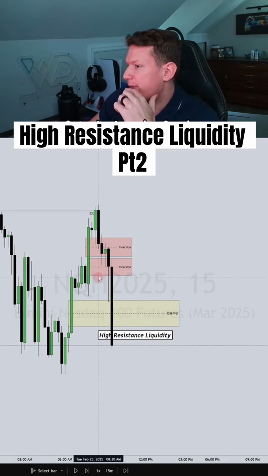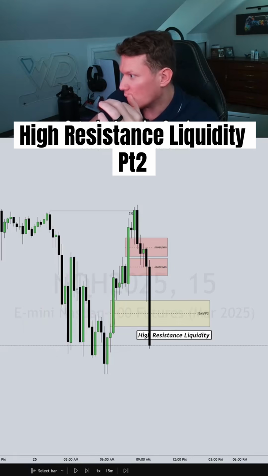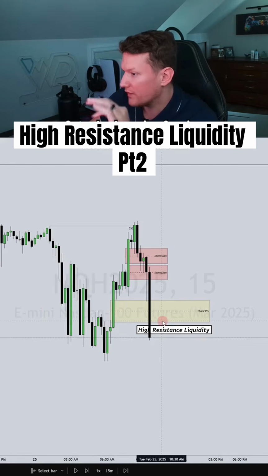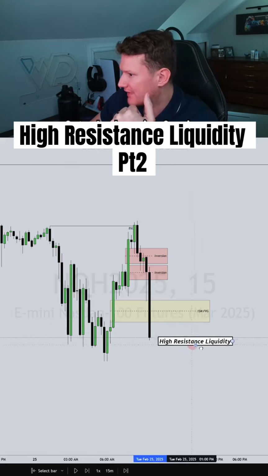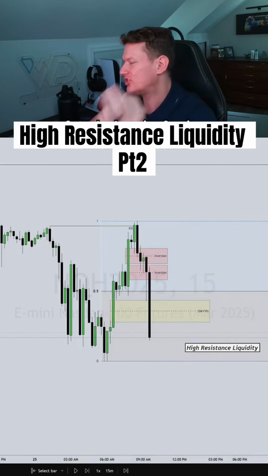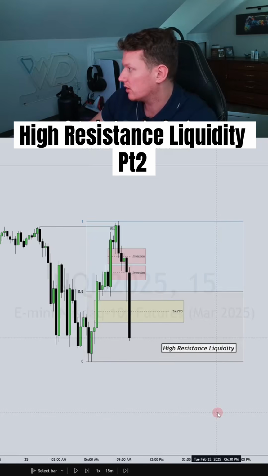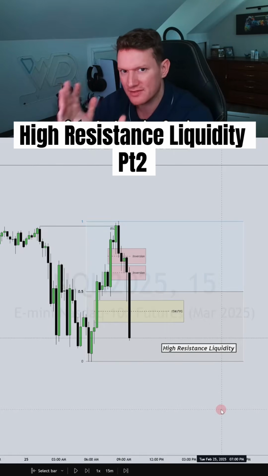Now, the best, I think, setup here would have been waiting for all these gaps to get pierced to the downside. But at that point, let me blow your minds. At that point, we're in such a discount. I really don't want to be involved in this trade anymore. Do you see how much goes into this?